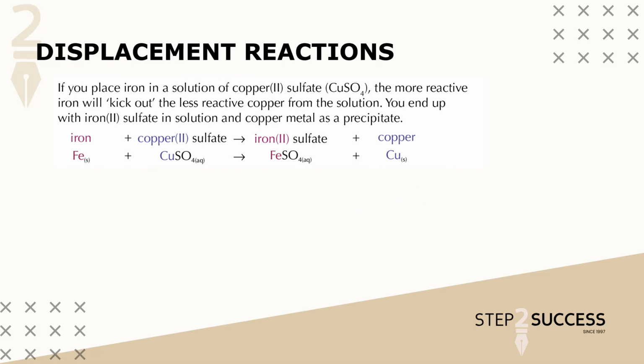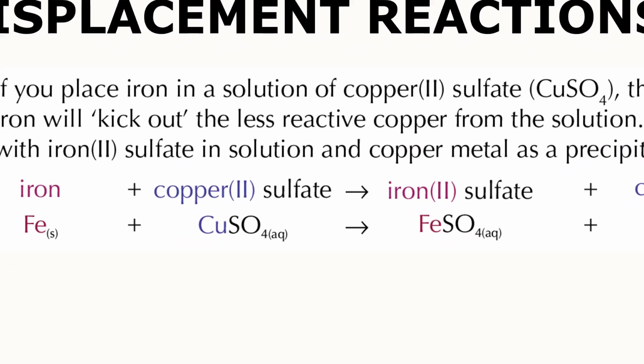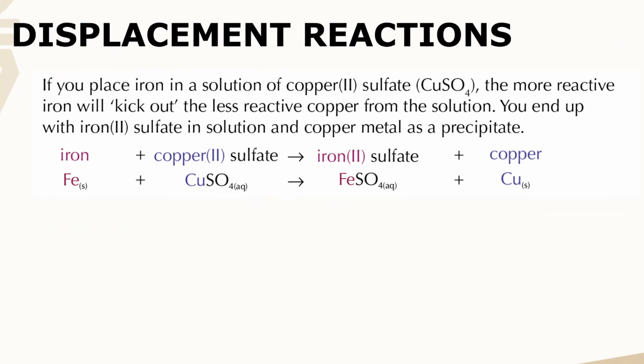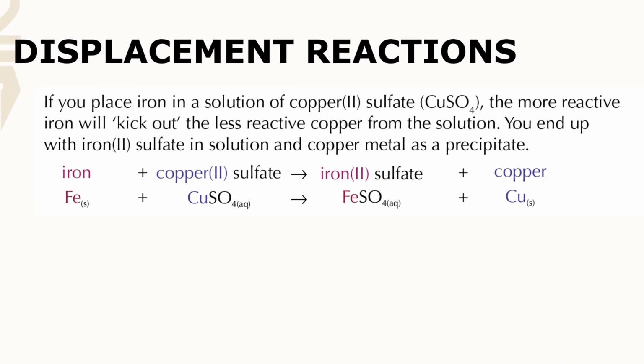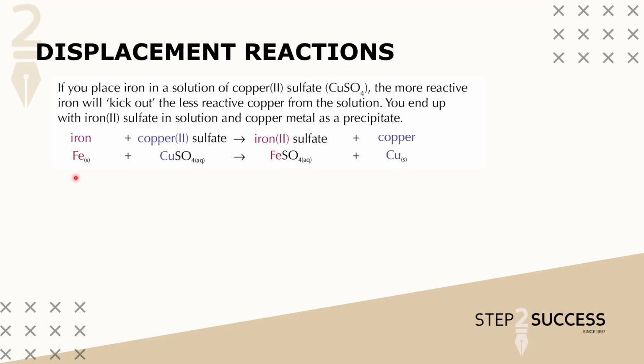As you can see here, if you place iron in a solution of copper(II) sulphate, then because iron, as we saw in the previous slide, is more reactive than copper, it kicks the copper out and becomes iron sulphate, leaving us with copper separately. So the iron has kicked out the copper, becoming iron sulphate, and we have extracted the copper from copper sulphate. We've got the copper that we needed.